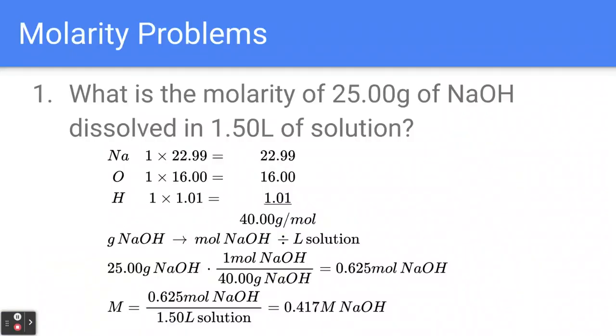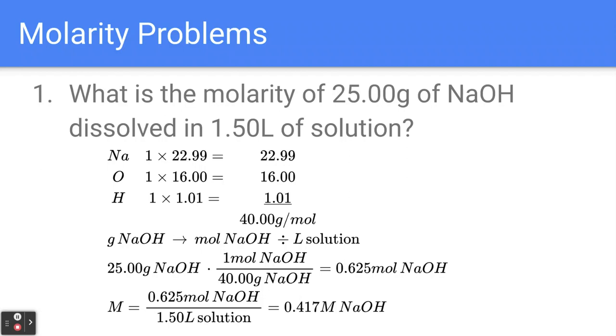So what is the molarity of dissolving 25.00 grams of sodium hydroxide in 1.50 liters of solution? Well, in this case, we are going to want to get the grams of sodium hydroxide into moles, because remember, the definition of molarity is moles per liter. So we need to get our amount into moles. So find the molar mass, then get us out of grams into the moles. So in this case, 25 grams is really 0.625 moles of sodium hydroxide.